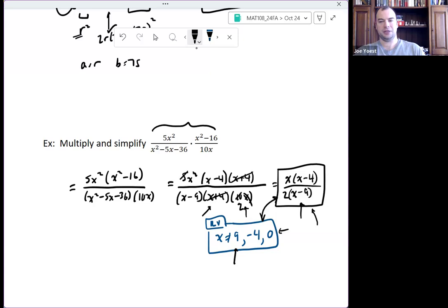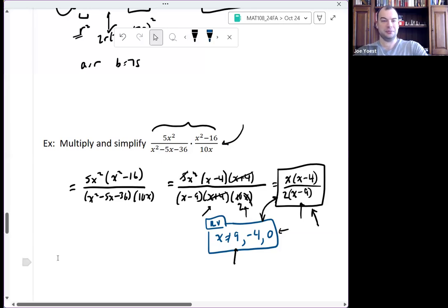If we try to plug in, say, 0 into our boxed answer here, it would look like that's a perfectly fine thing to do. We just get an output of 0. But if we try to plug in 0 up here, it's roughly speaking undefined. So we need to make sure to list our domain restrictions alongside our simplified form.